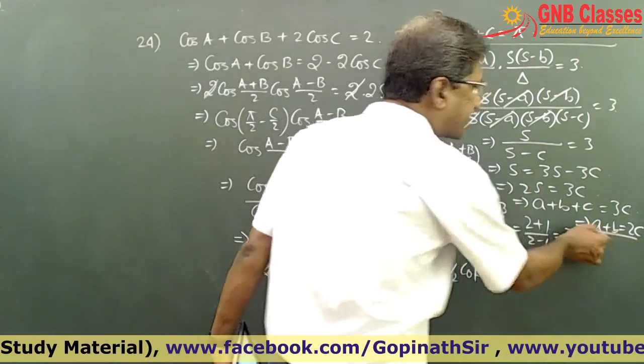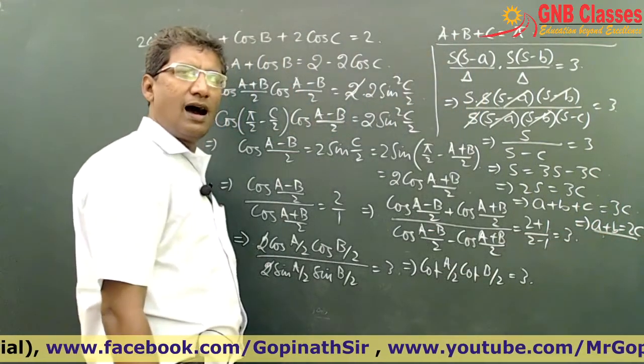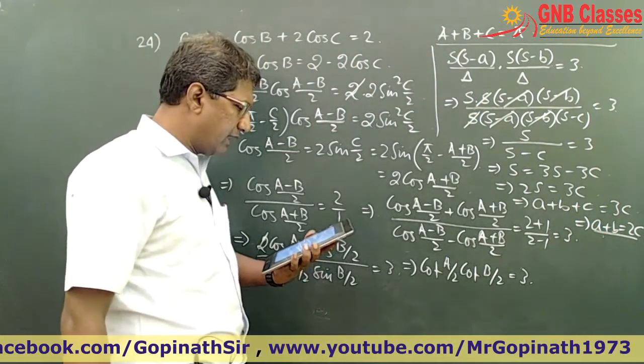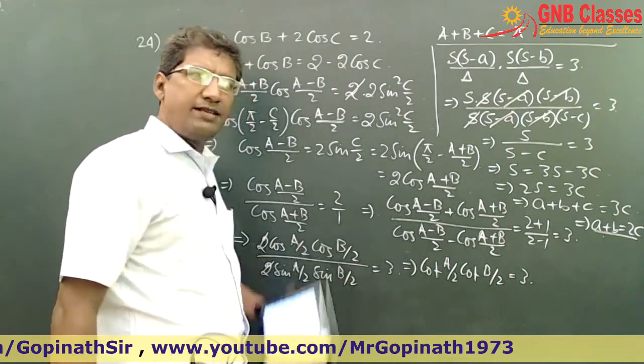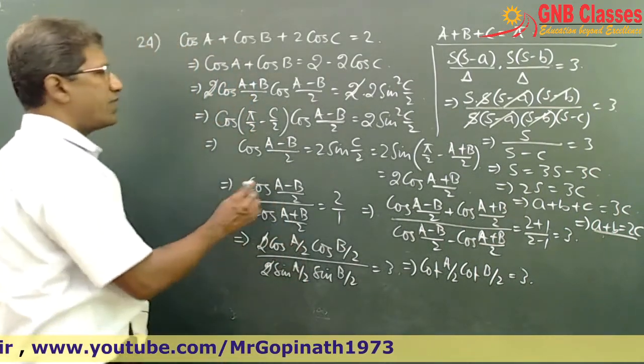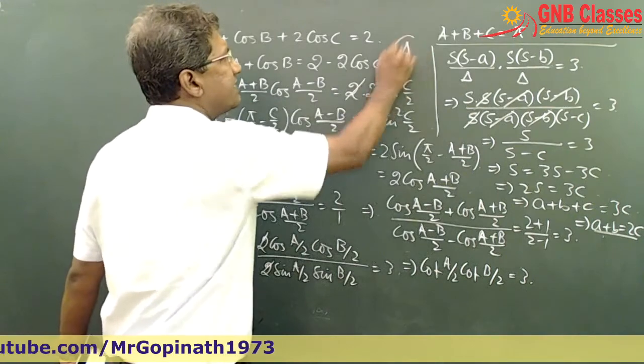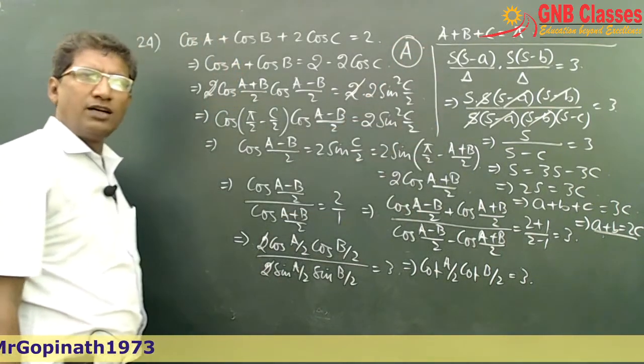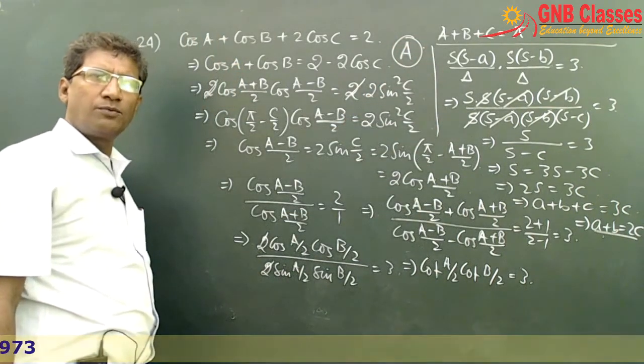Therefore, we will say that the sides A, B, C are in AP. Therefore, your option A is correct for question number 24. Is it clear to all of you?